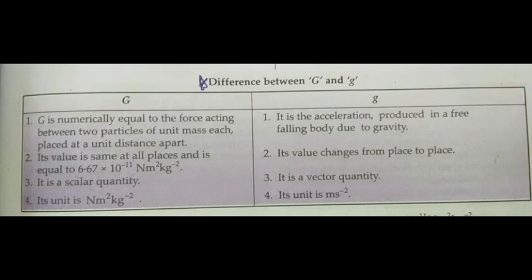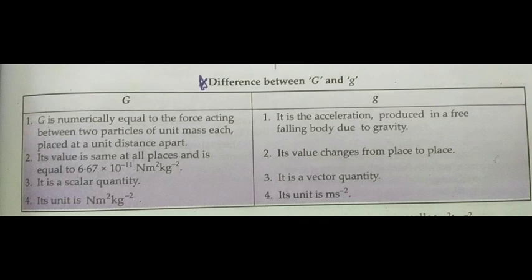Vector quantity means it has both direction as well as magnitude, and scalar quantity means only magnitude, it does not have direction. Last point, the fourth point: the SI unit of capital G is Newton meter square per kg square, and the SI unit of small g is meter per second square.